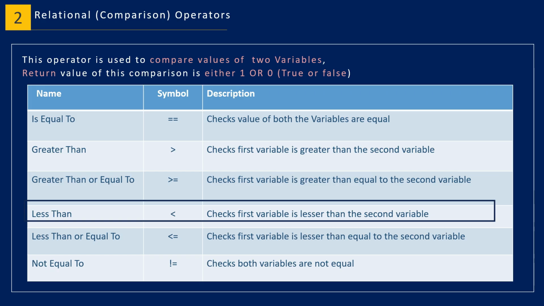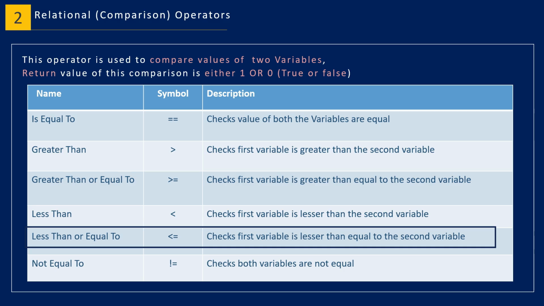Similarly, less than. Less than checks whether the first variable is less than the second variable. Less than or equals to works similar to greater than equals to. It will check whether the first value is less than or equal to the second value. If it is yes, then it returns true, else it returns false.